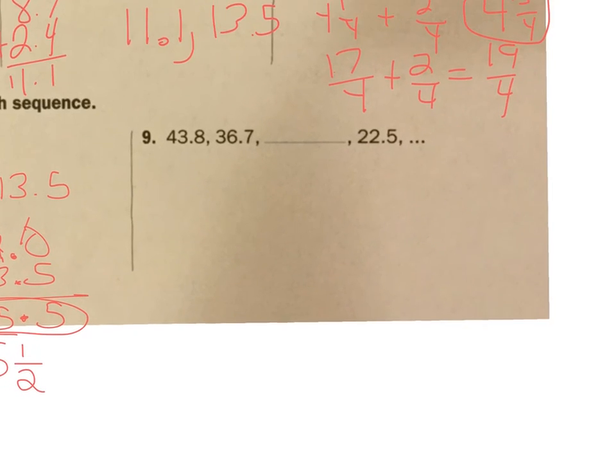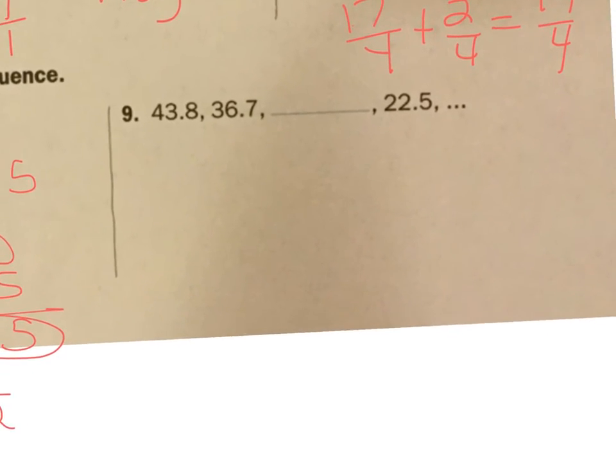Let's look at this sequence here. Ooh, decimal. Okay. Again, it's going down. So I know I'm subtracting something each time. I just need to figure out what. So I'm going to do 43 minus 0.8 minus 36.7. This will show me what the difference is.